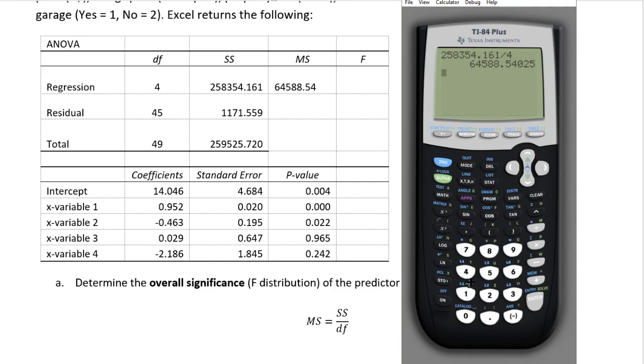Okay, and let's do the same thing for the next one. It's 1171.559 divided by 45, and it's 26.035.